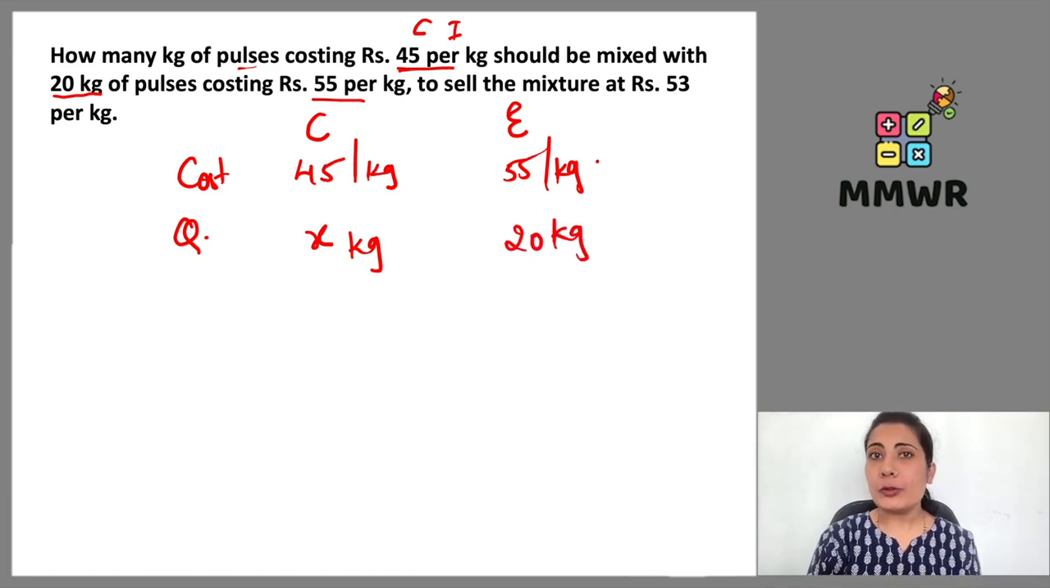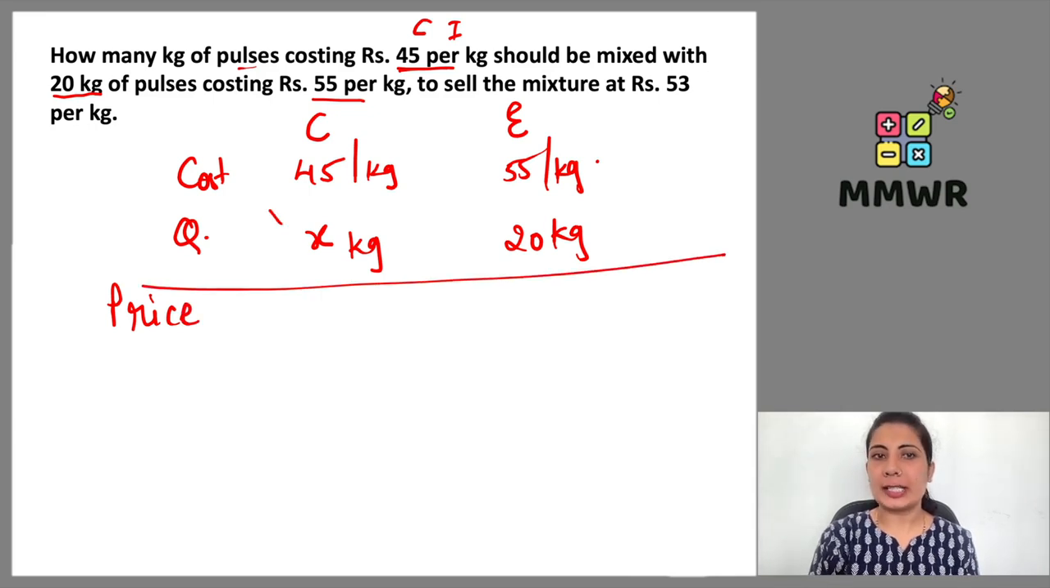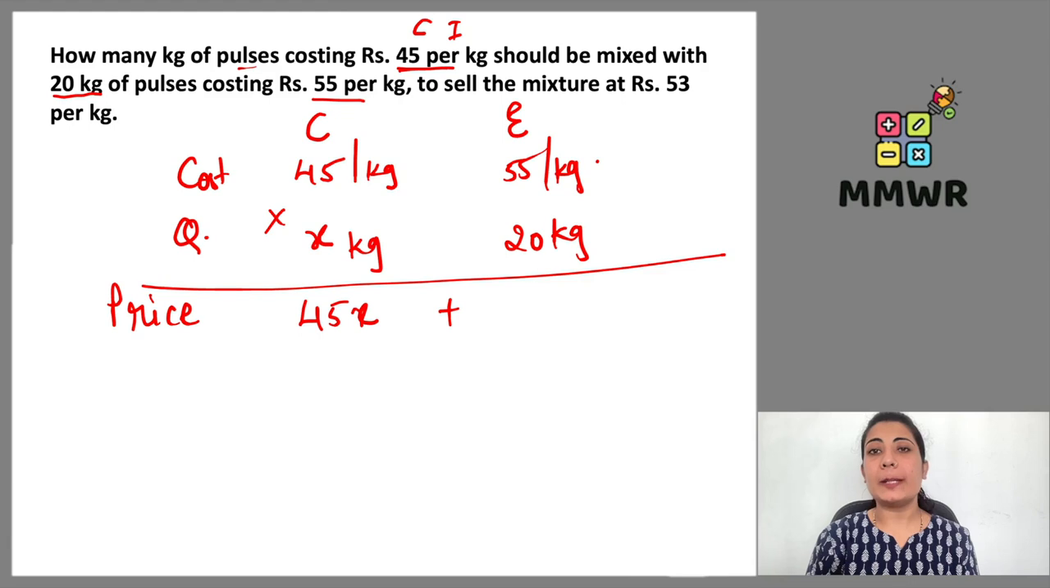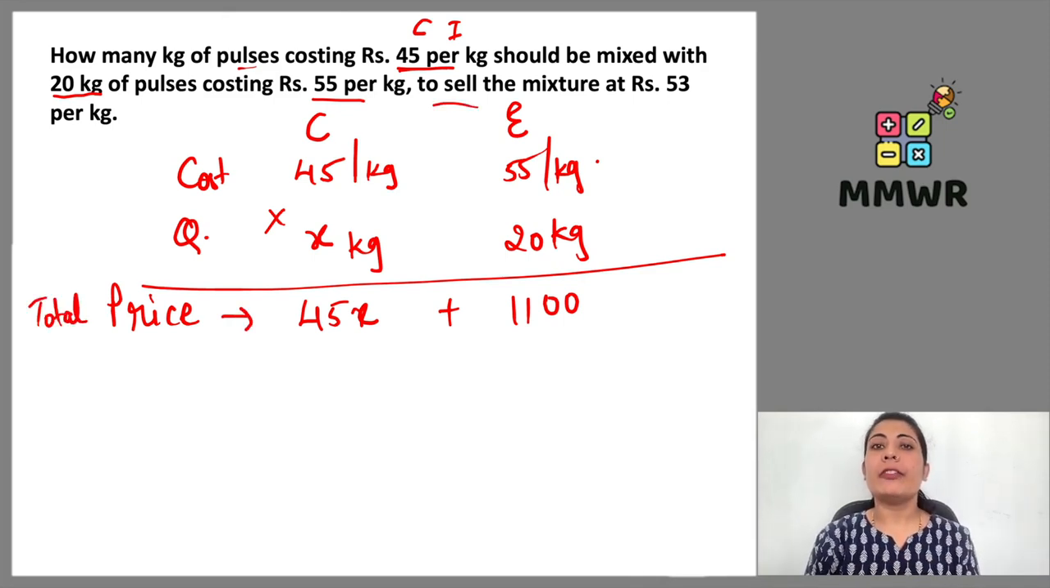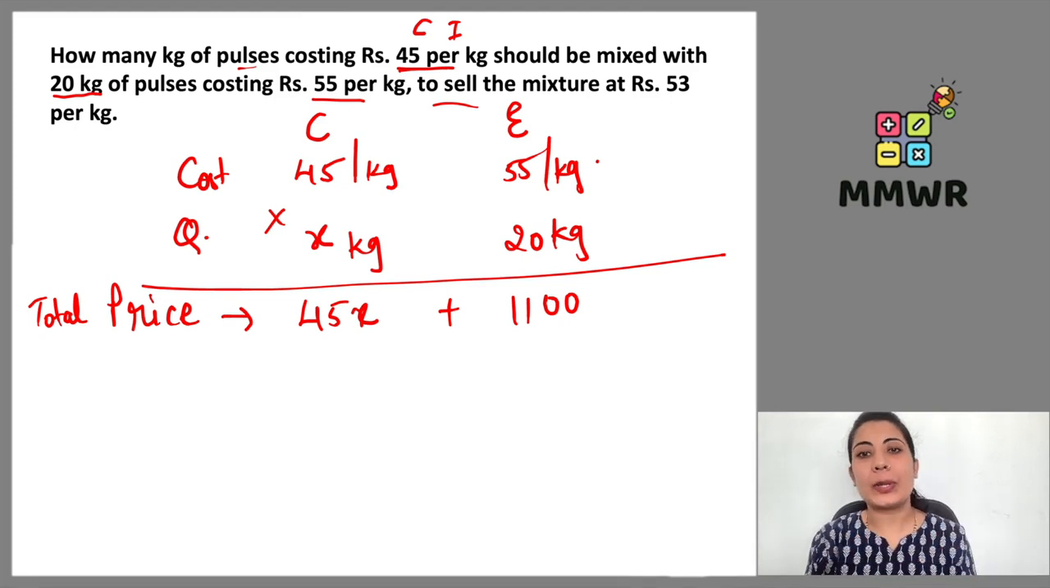Now what we have to do: we know that when we take the product of cost and quantity, we get the price. So let us find the total price here. First we will take the product and then the sum of it. So 45 multiplied by x is 45x, and 55 multiplied by 20 gives me 1100. When we get this equation, which gives us the total price, what else is given? We have to sell this mixture, the total mixture, which is total how many kgs? It is x plus 20 kg.